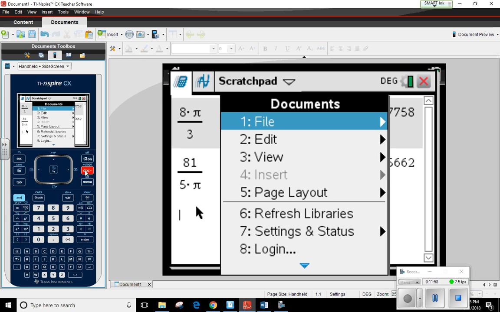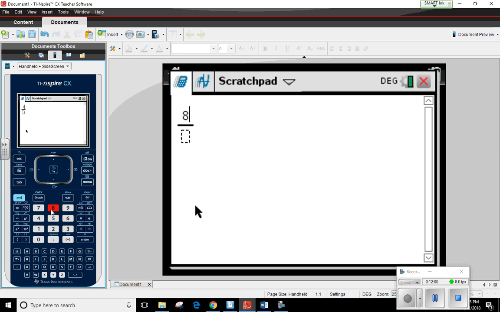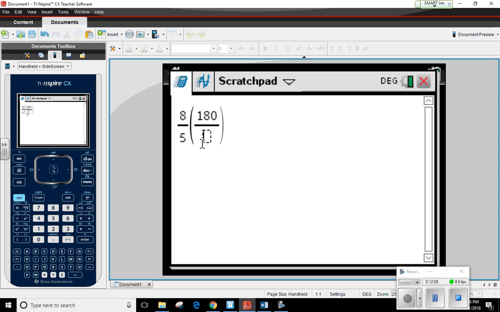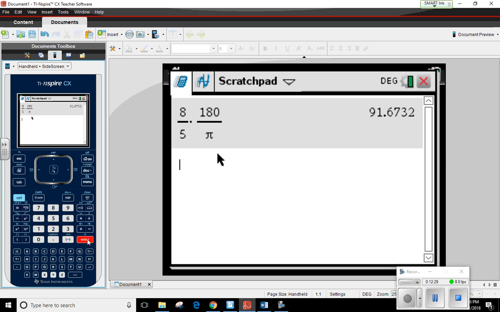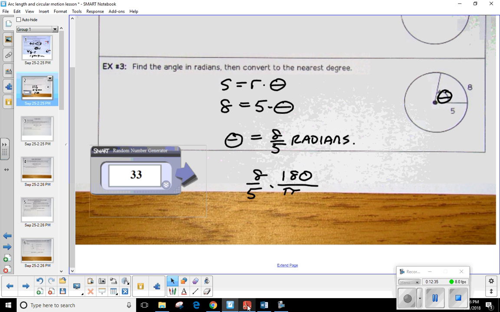So let me come back over here, document B. Let's see if it'll work. We are going to take 8 over 5 times parentheses, control divide, 180 over. Let's see if it'll work this time. It is not working. Okay. I don't know why that one little section is not working, but that's okay. I'll just run over here real fast. There we go. All right, so let's see what I get as soon as I push enter. 91.67. So to the nearest degree, what would you say? I'd say 92. About 92 degrees.